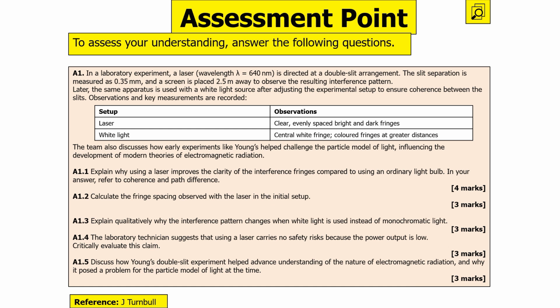The lab technician suggests that using a laser carries no safety risks because the power output is low. Critically evaluate this claim. Then discuss how the Young's double-slit experiment helped advance the understanding of the nature of electromagnetic radiation and why it posed a problem for the particle model of light at the time. So pause the video now, then unpause the video when you want to go through your answer.